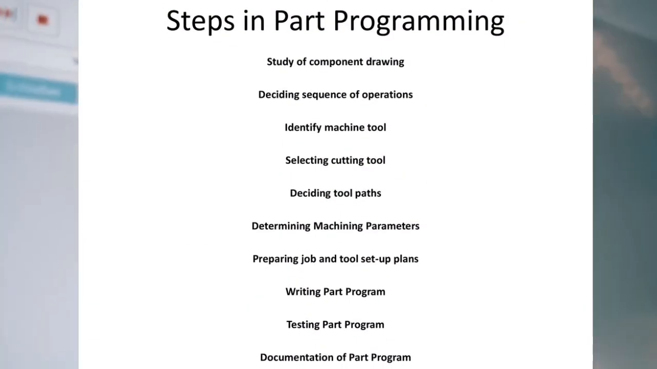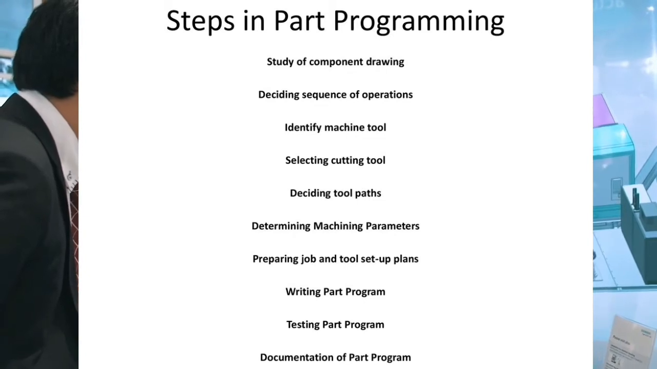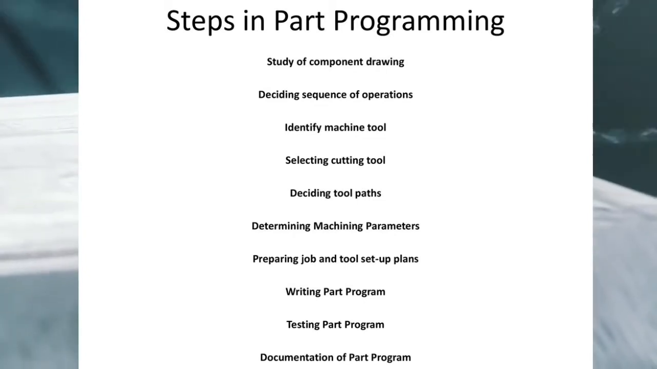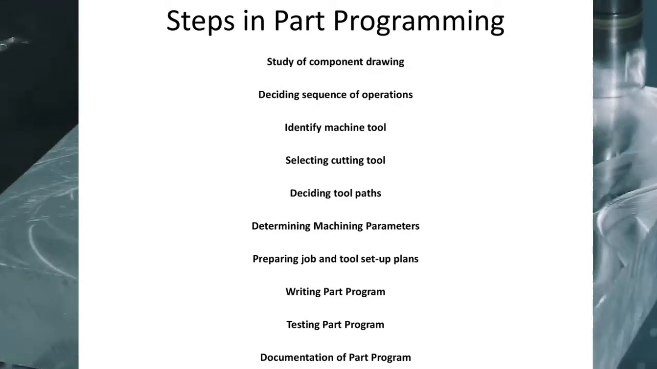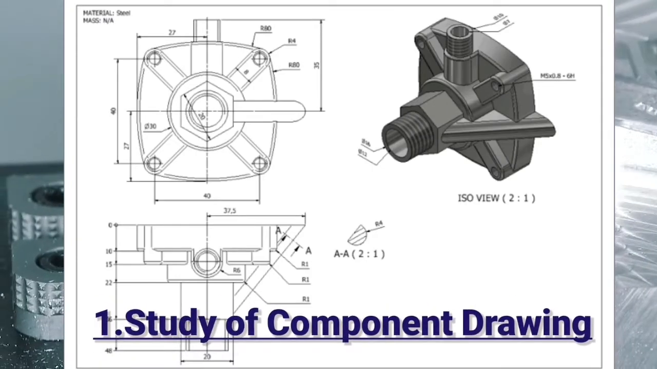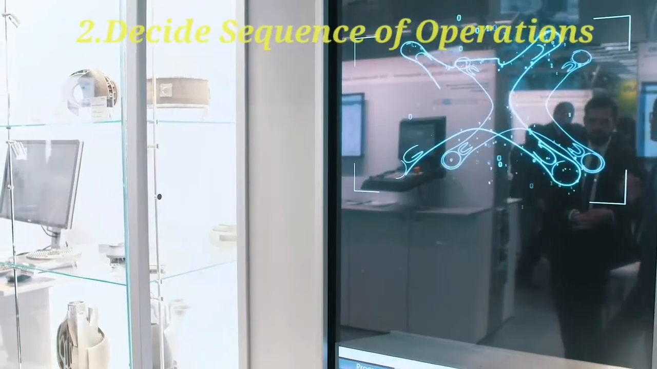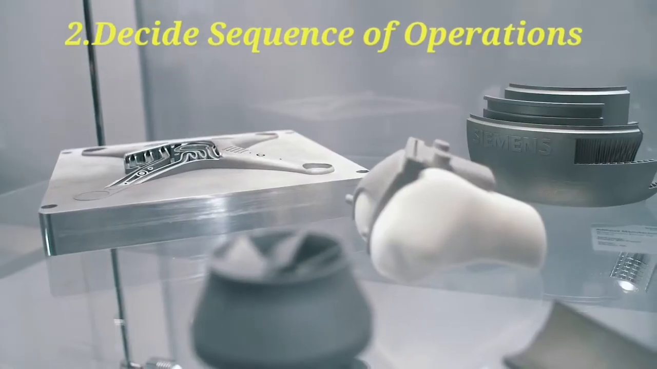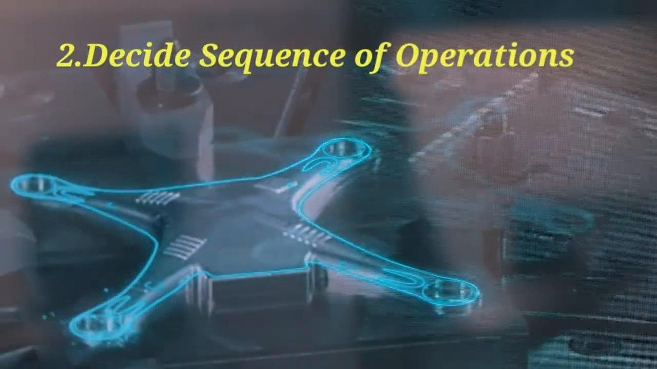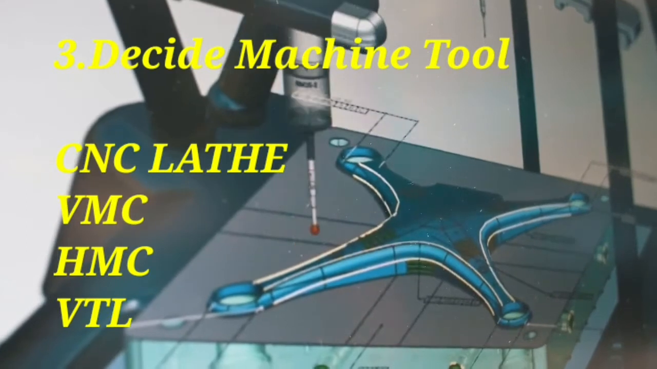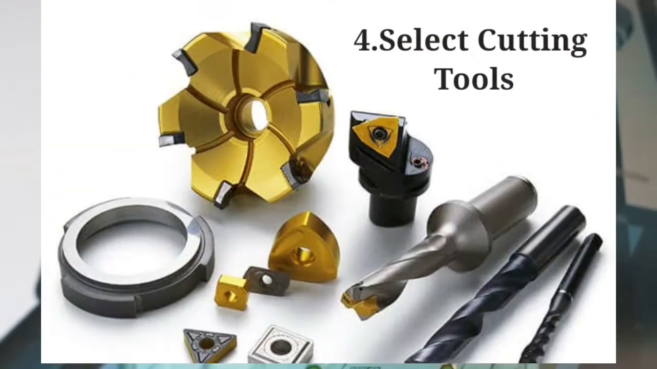The various steps in the part programming are to be followed by the programmer. These are: first is the study of component drawing. The part drawing is studied in detail for which operations can be done. Second is to decide sequence of operations with which complete part can be manufactured. Based on the operations, the machine tools are decided and cutting tools are selected.